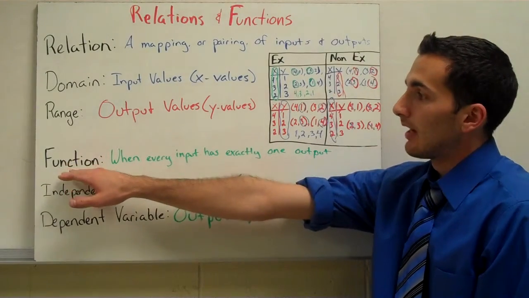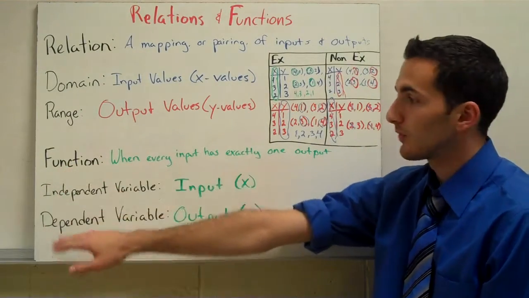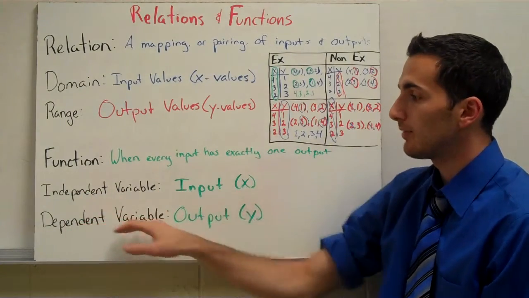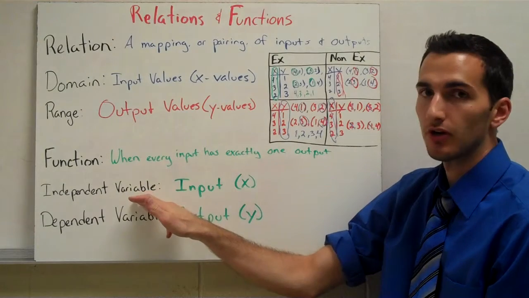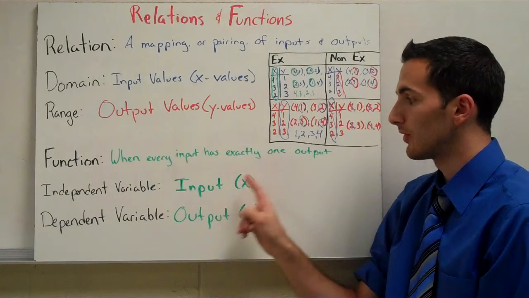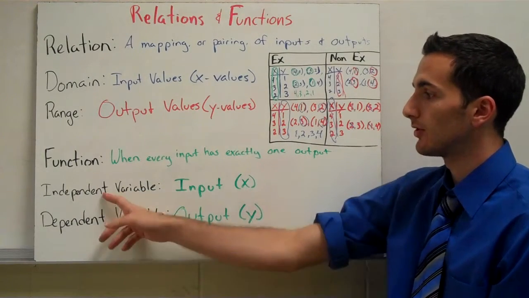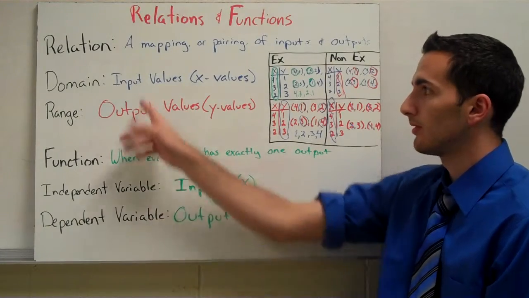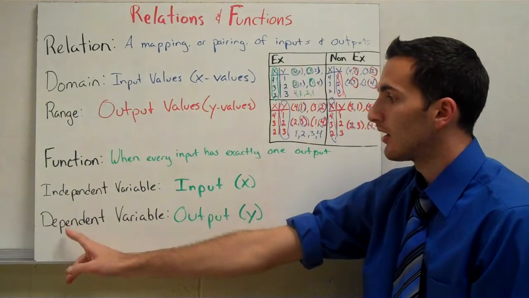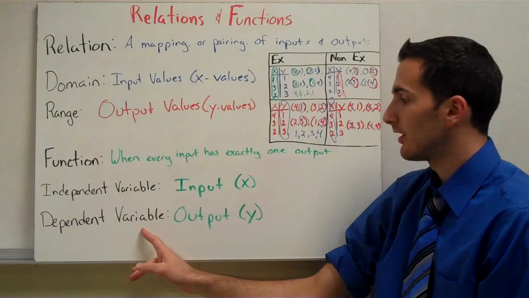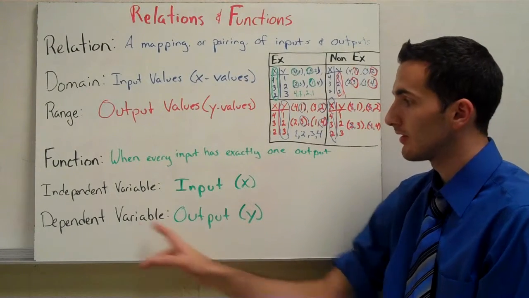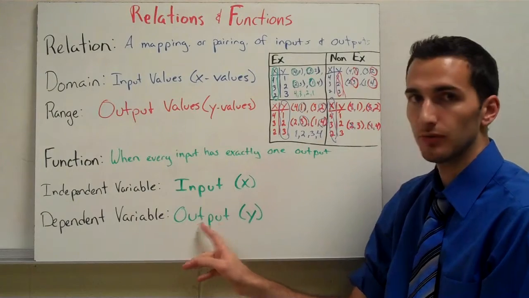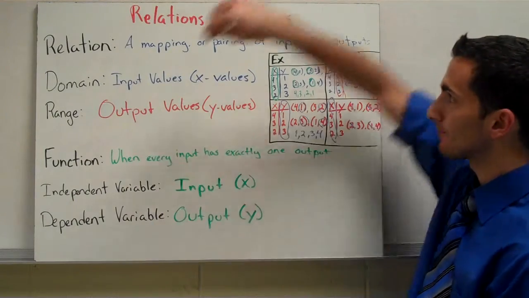After functions, within functions, we have independent variables and dependent variables. These go with these up here. Our independent variables are always going to be our inputs, which are x. So independent variable is our input. Our input is also our domain. Our dependent variable is going to be our output, which is always y. Dependent variable, output, which is always y.